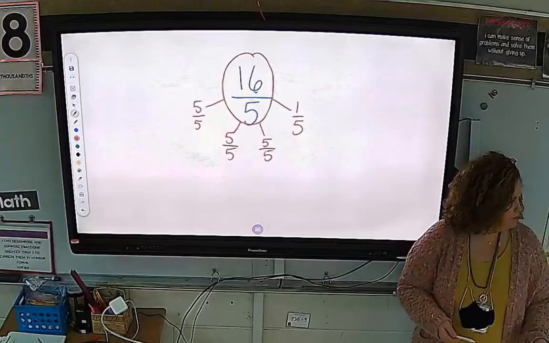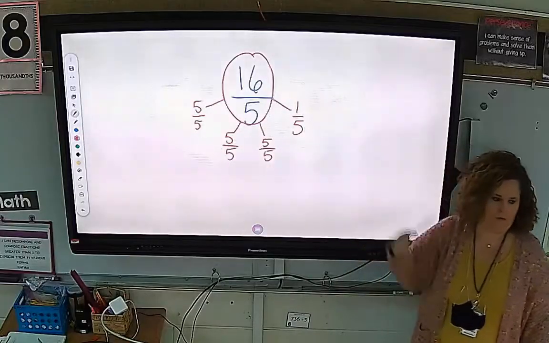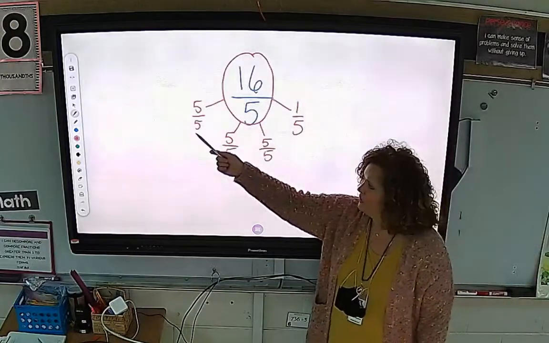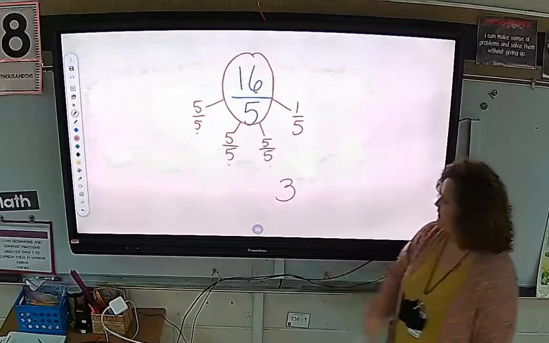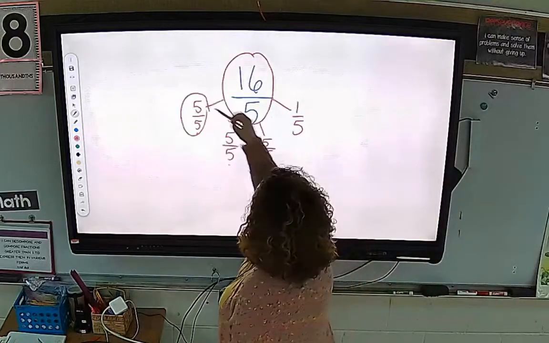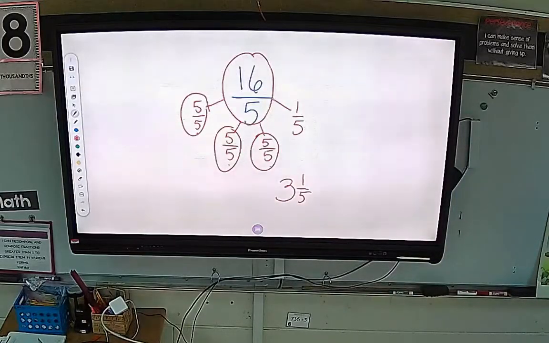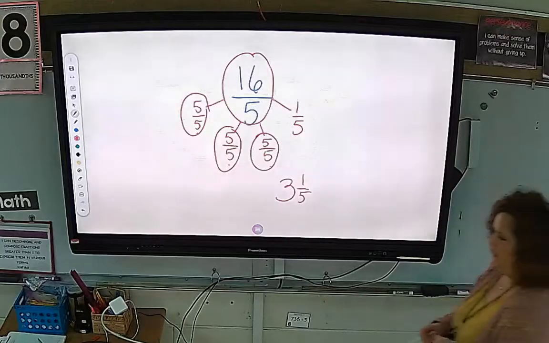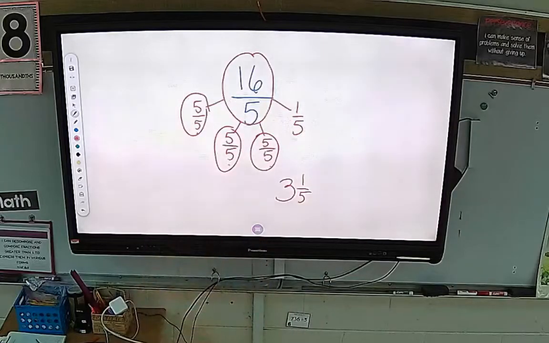Come on, I've got to have more than two people see this. How many whole numbers do we have? Four? We have 1, 2, 3. Those are whole numbers. Mason, what would it be? 3 1/5. Here is a whole number, here is a whole number, here is a whole number, and then 1/5 left over. So that's 3 1/5. I'm getting the vibe. It just may take seeing this a few times. All right, go ahead and clear your board. We're going to keep doing a few of these because I see that we need it.